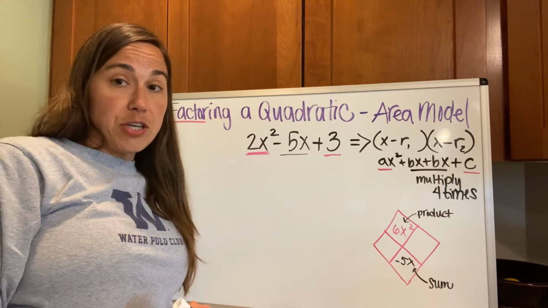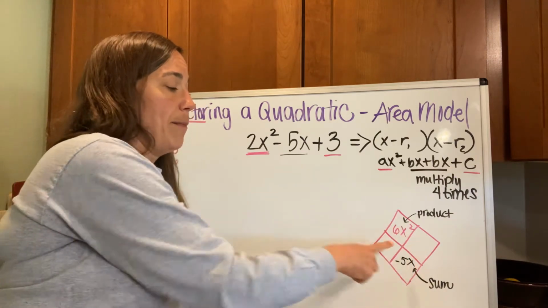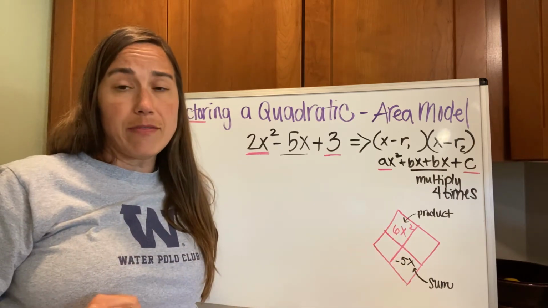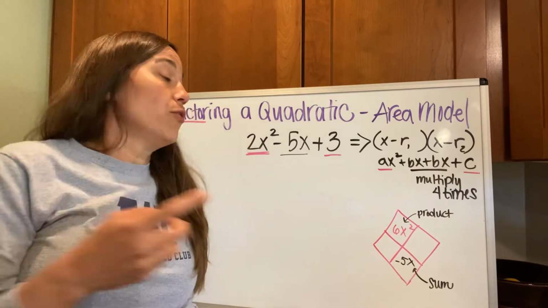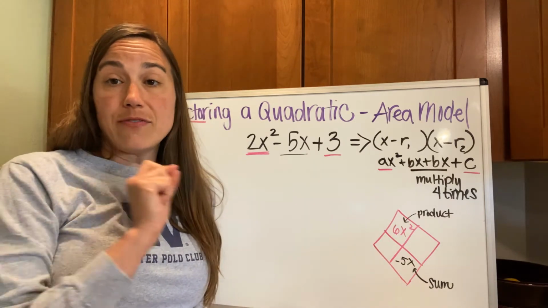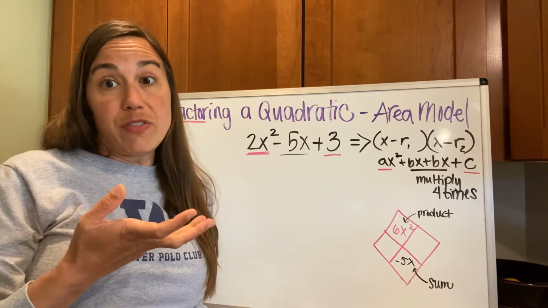Now, we're going to look for two factors that multiply together to get 6, but add together to get negative 5. In my mind, I know that if I have a product that's positive and a sum that's negative, I need to have two numbers that are negative to fulfill this criteria.